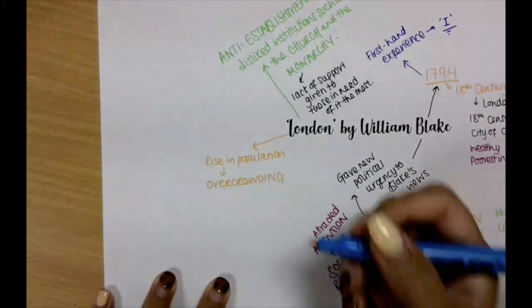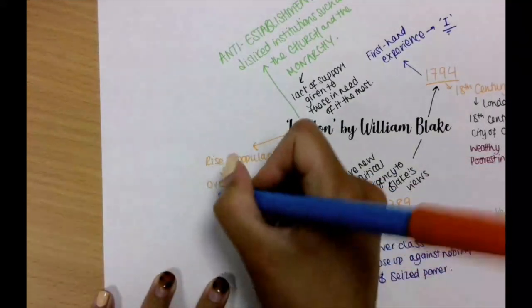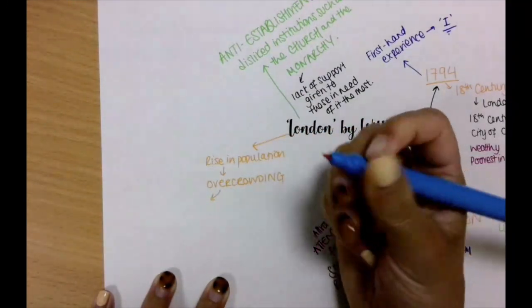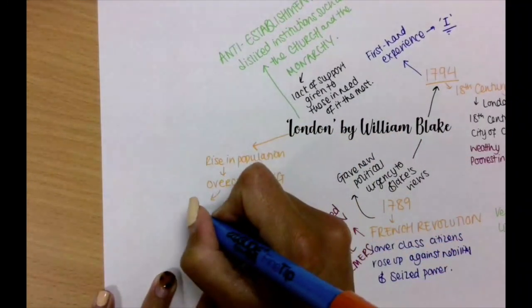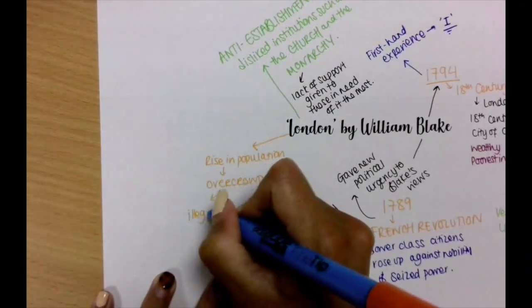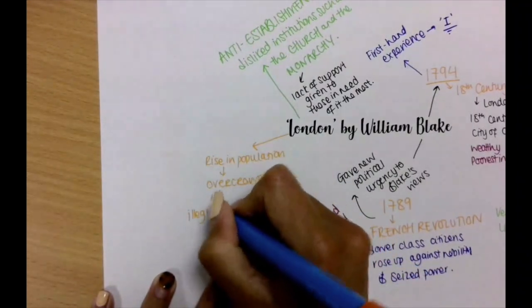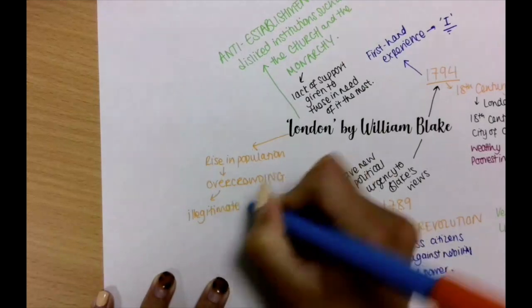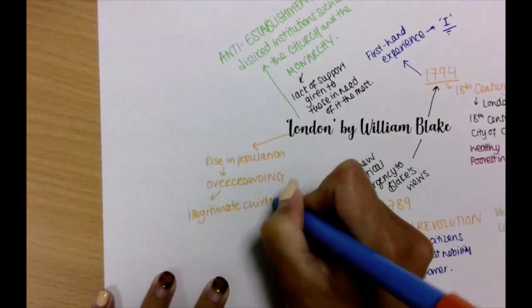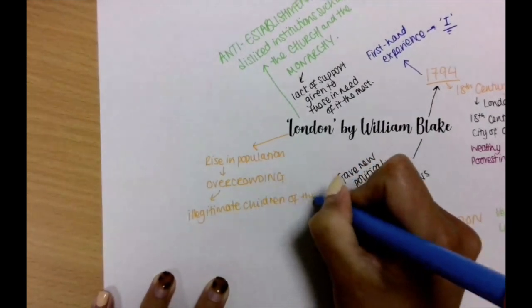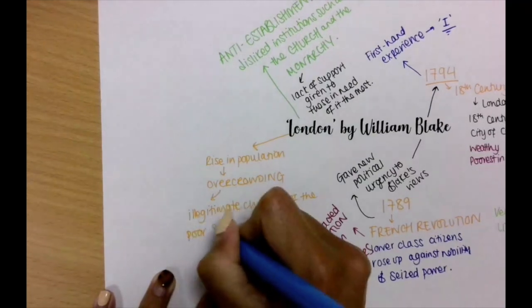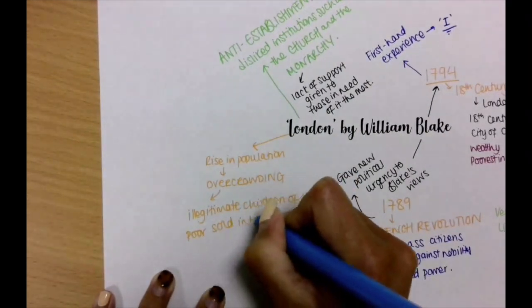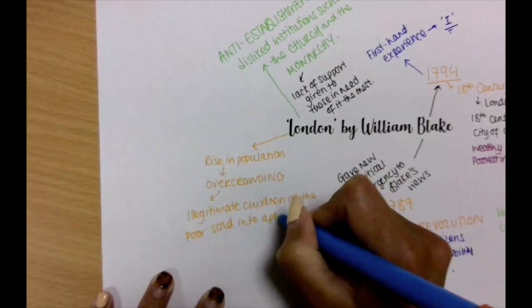Okay. You've also got all the difficulties that Blake actually talks about in the poems. So you've got this awful idea of illegitimate children of the poor who were then sold into apprenticeships. This was a huge problem.